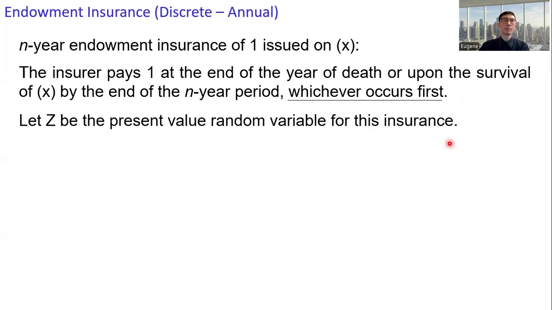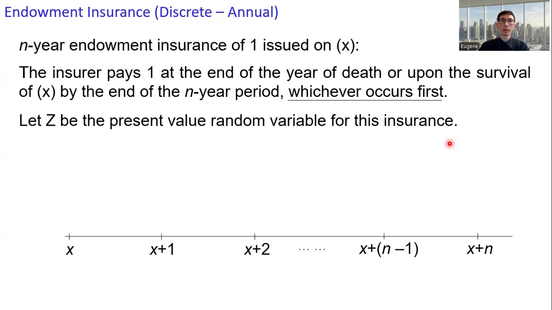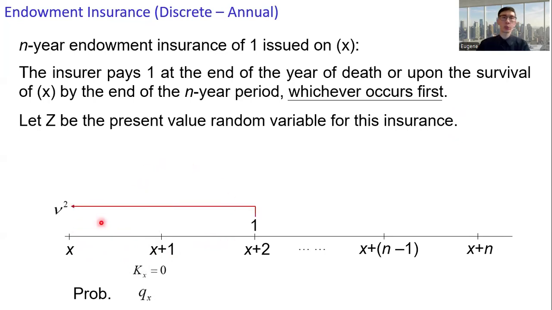Let Z be the present value random variable for this insurance. That is, if the person dies within the year before reaching age x plus 1, the present value of the policy is nu, with probability q_x. If the person dies within the year before reaching age x plus 2, the present value for this policy is nu squared with probability 1 bar q_x.